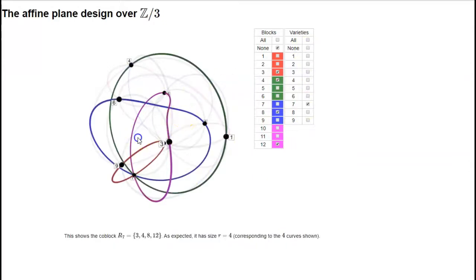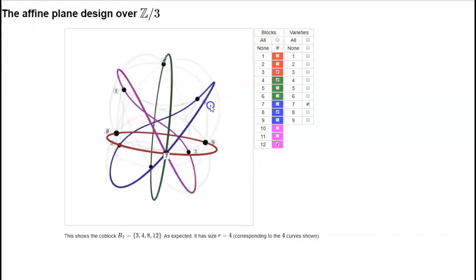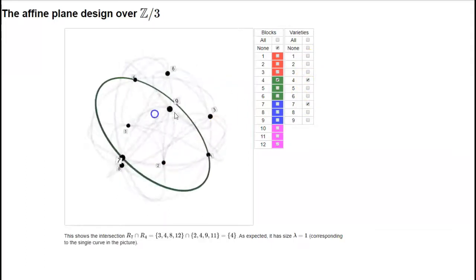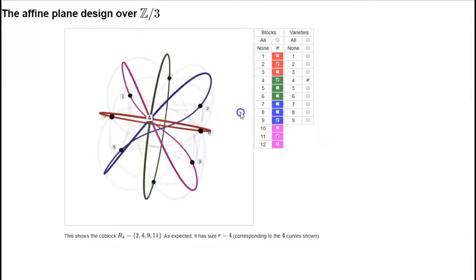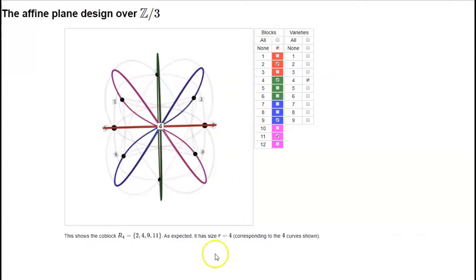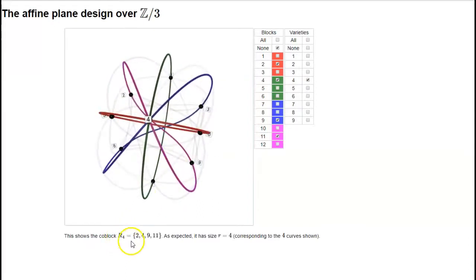We can choose a different variety. Here's variety number 7. That's contained in 4 different blocks, one of each color. Or variety number 4, similarly. If we look at variety number 4, it is contained in precisely 4 different blocks, one of each color, corresponding to the fact that r is 4. And remember the notation R_4, the set of indices of blocks that contain 4. Here this is 2, 4, 9, 11, corresponding to the fact that variety number 4 is contained in blocks 2, 4, 9, and 11.